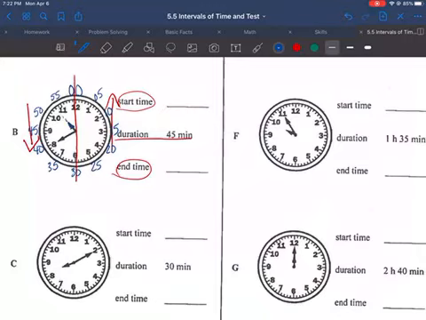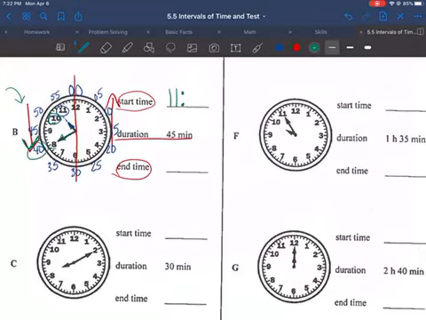I'm going to look at the hour hand, and the hour hand is pointing between 10 and 11. If we look at the arrow, it says pointing down. So which is down, the 11 or the 10? In this case, down is 11. So my hour would be 11.